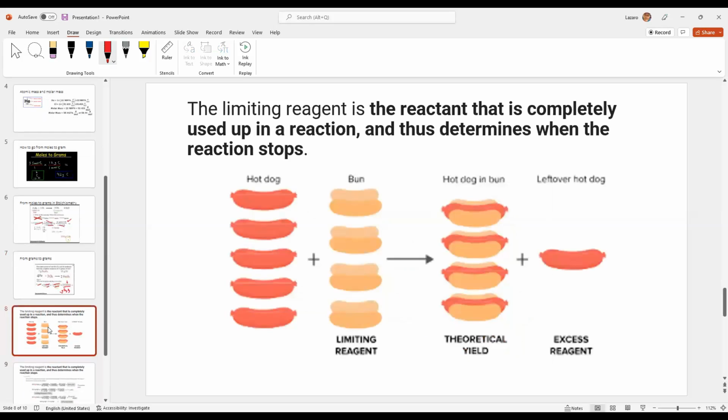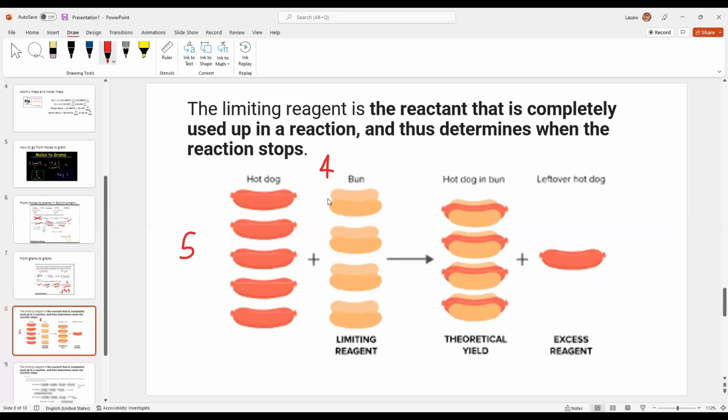Well, let's go now to what is the limiting reagent. The limiting reagent is the reactant that is completely used up in a reaction, and that determines when the reaction stops. In this case, for example, you have 1, 2, 3, 4, 5 hot dogs, and you have 1, 2, 3, 4 buns. What is the limiting reactant?